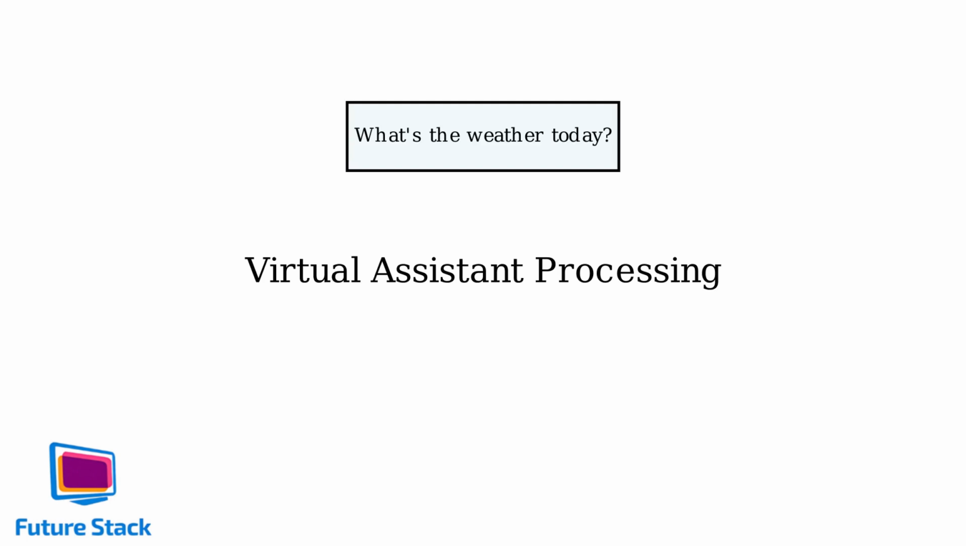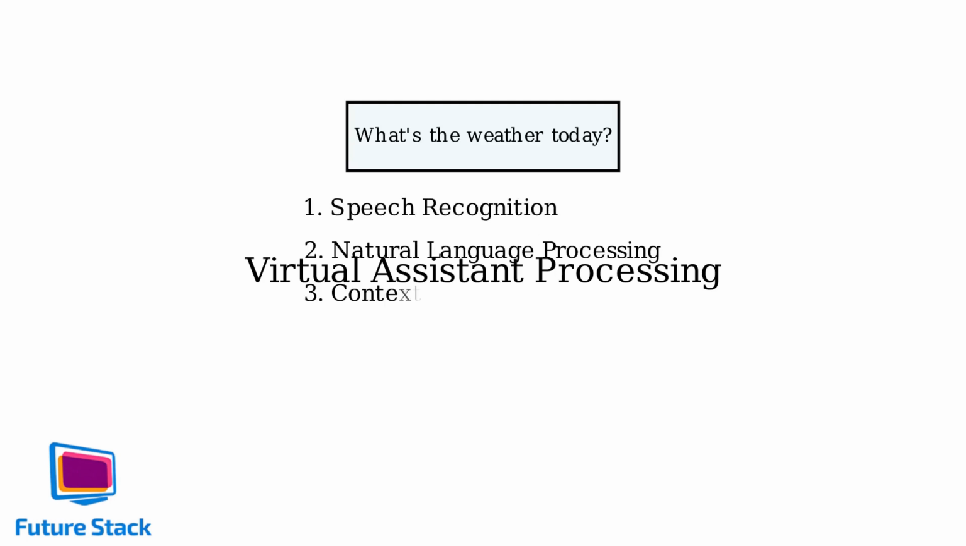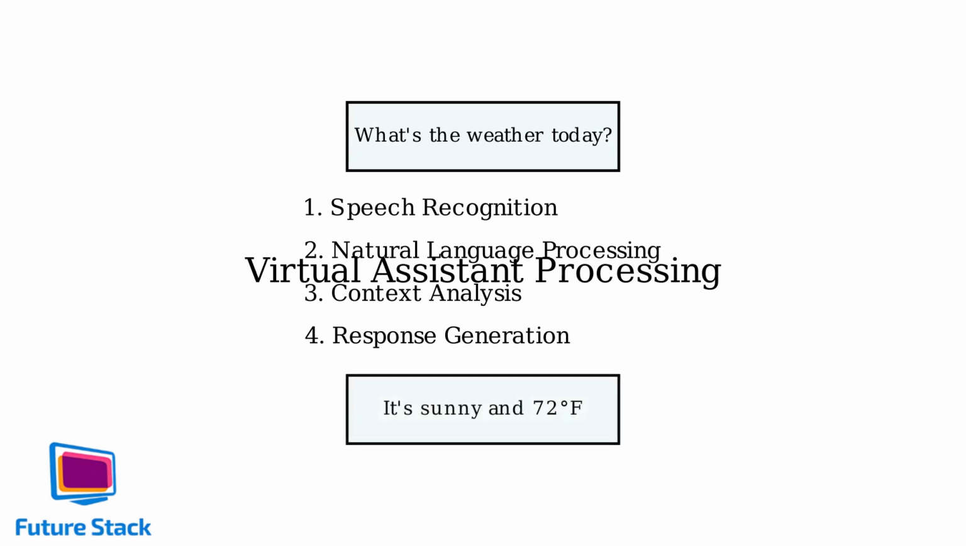Virtual assistants use multiple machine learning models to understand and respond to your queries. Your request goes through several processing steps: speech recognition, natural language processing, context analysis, and response generation. Finally, the system generates an appropriate response based on the processed information.